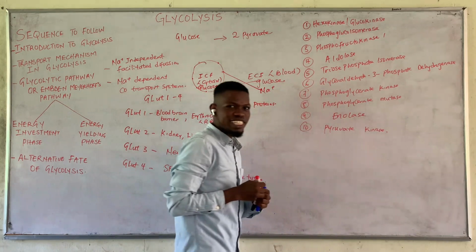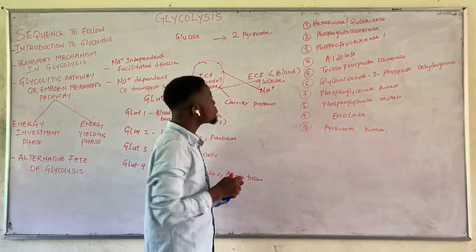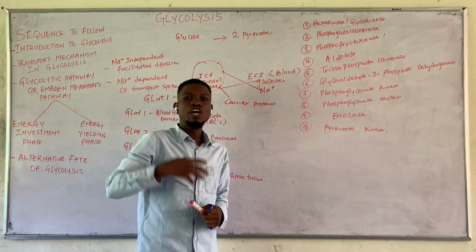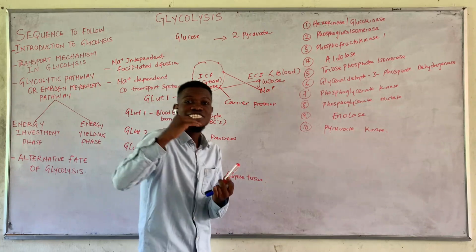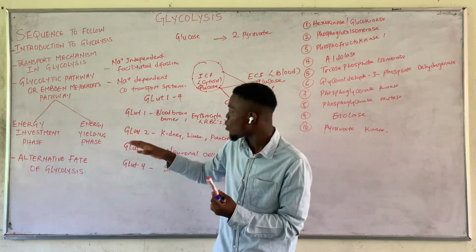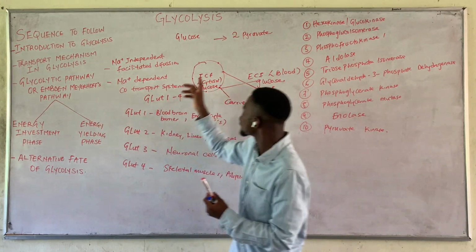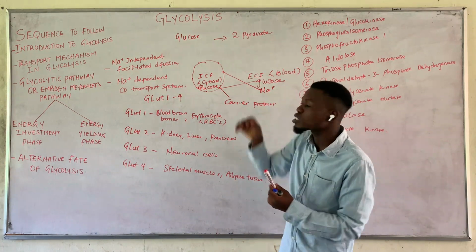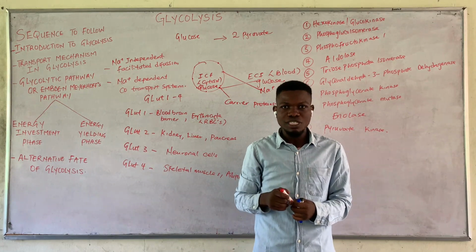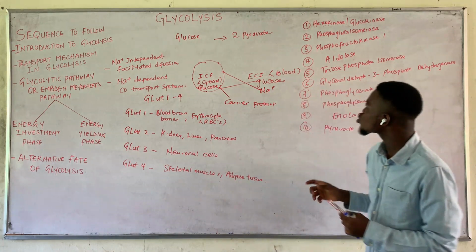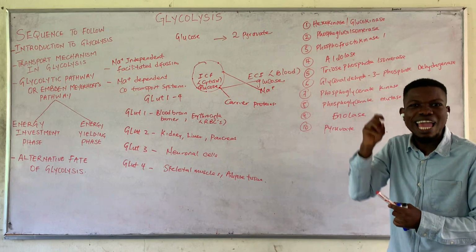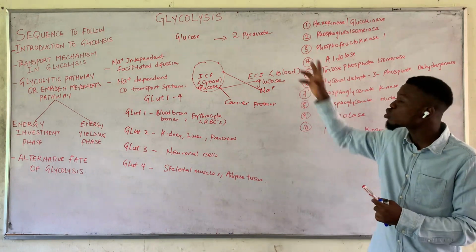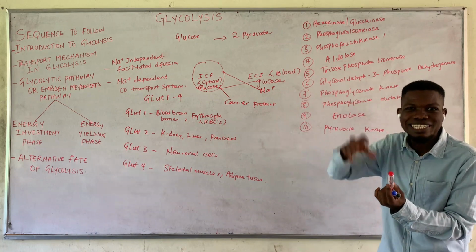Yes, so these are the 10 enzymes that are involved in the glycolytic pathway, because it is these enzymes that will break down the glucose that is present inside the cytosol into pyruvate. Do you get my point now? We want to look at how these enzymes break down the glucose to become 2 pyruvate, and this occurs in the cytosol of the cell.